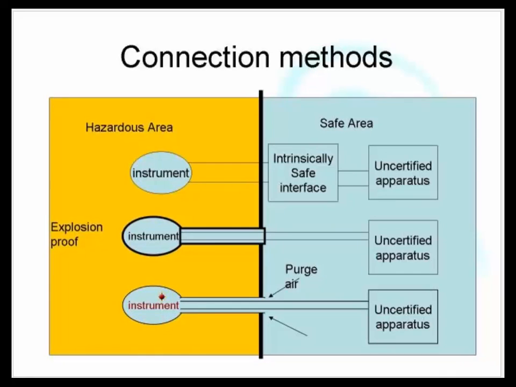The third method which we use in instrumentation is that we blow pure air from the safe area into the instrument and the conduit. The thinking is, if air is always coming out of the instrument because the instrument is pressurized, then explosive gas can't get in. So if explosive gas can't get in, there can't be an explosion. So that's the third method.